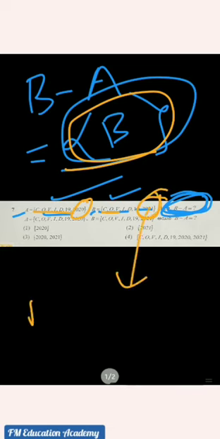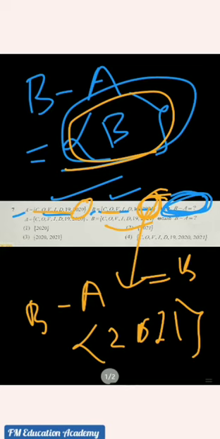That is, the element which is unique only to B is 2021. So B minus A, I need to find out. B minus A means what is common only to B here? 2021. So what is my answer? Set of 2021, which is option 2. So B minus A here is 2021, option 2. Moving on to 8th question.